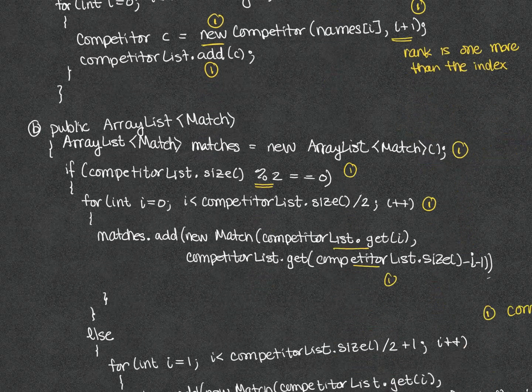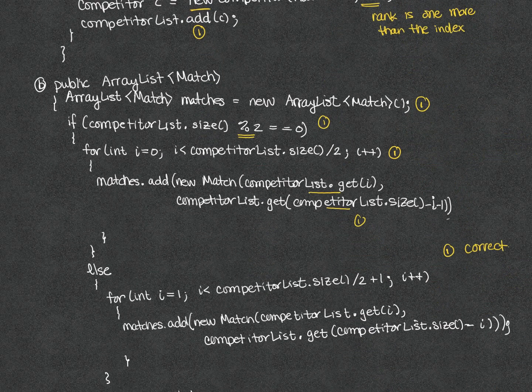The next piece is worth the rest of the points. So the first point comes from, did you instantiate this new array list or make it? Did you check the difference between even and odd list? Did you traverse your competitor list with no error bounds? Did you call competitor list.get(I)? And was it completely correct?